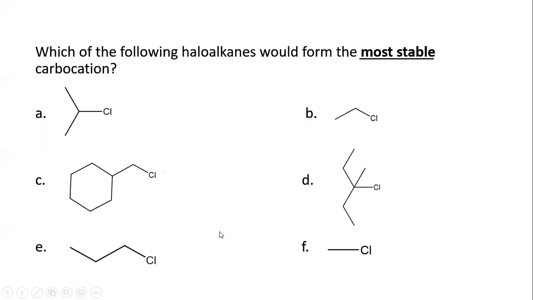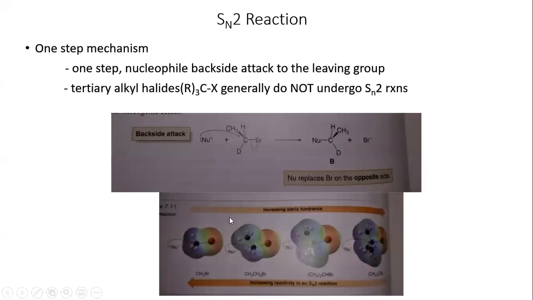So in a previous lecture, we talked about SN1 reactions. Now we're going to look at SN2 reactions. With SN2 reactions, they're a little bit different than SN1 reactions. SN means nucleophilic substitution, 2 means it's a bimolecular step, a bimolecular elementary step. And it's a 1-step mechanism.